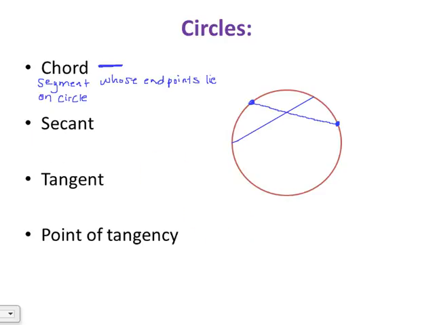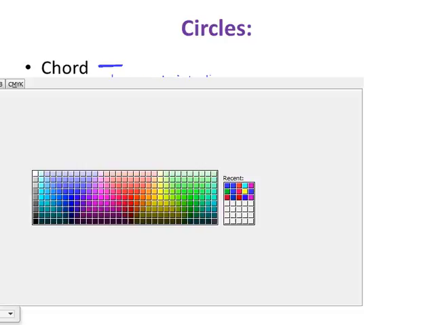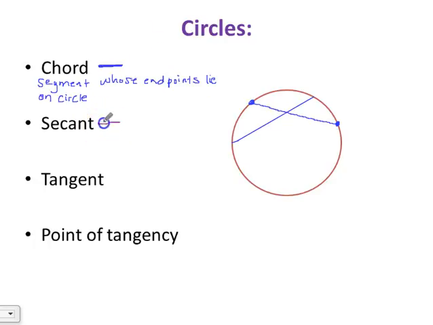And a secant, let's talk about a secant next. We'll do that in another color so that we can visually see. We'll do that in purple. So a secant is a line. So before a chord was a segment, whereas a secant is a line. Remember, a line can continue on in both directions infinitely. A line that intersects a circle at 2 points.